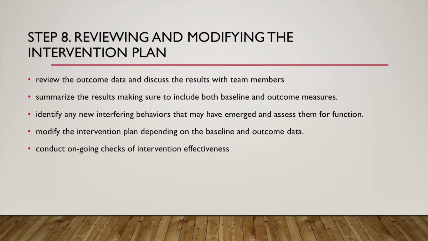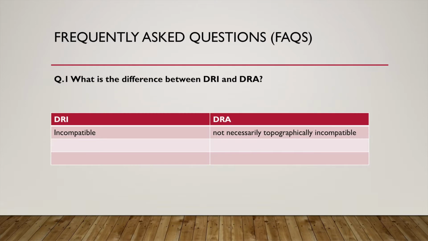So the last step is that we have to review and modify the intervention plan from time to time. First, we have to review the outcome data and discuss the result with our teammates. Secondly, summarize the result, making sure to include both baseline and outcome measures. We have to identify any new interfering behavior that may emerge and assess it for function. Modify the intervention plan depending on the baseline and outcome data. Last but not least, conduct ongoing checks of intervention effectiveness.